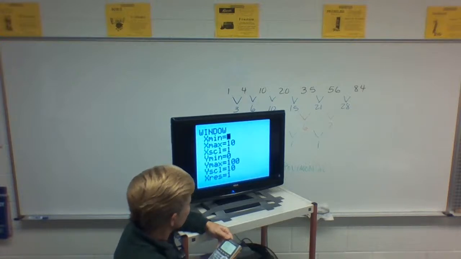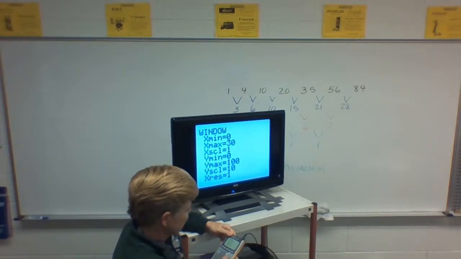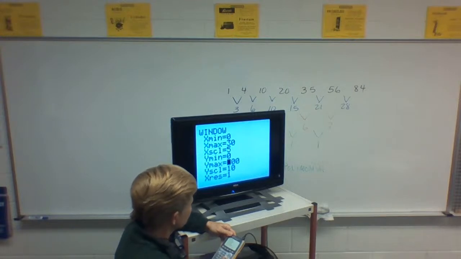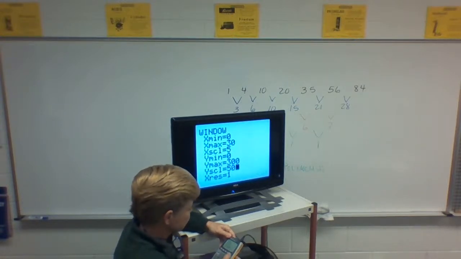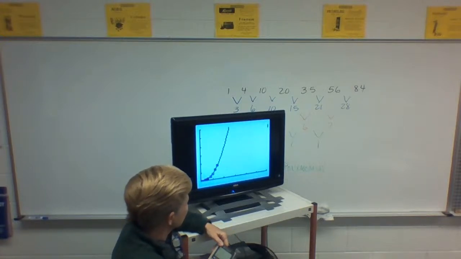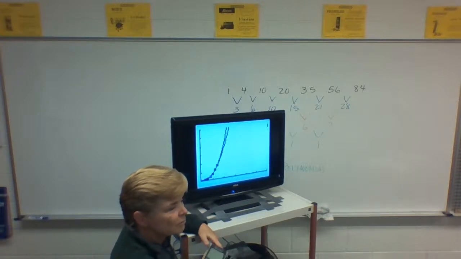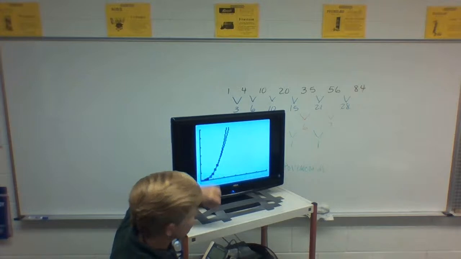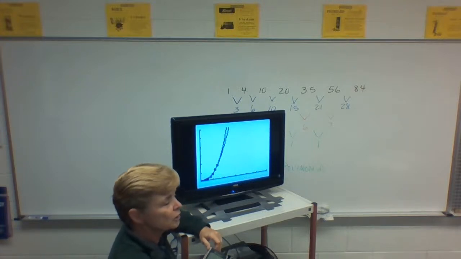So if I were to let my x's go out to 30, maybe, by 5s, and my y's go up to 300 by 50s. There's the quadratic. There's the cube, and they start to deviate there. But down here where the points are, both of them are really good, but the cube's a little better.